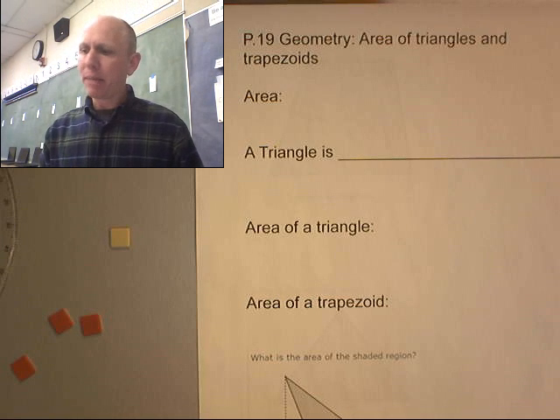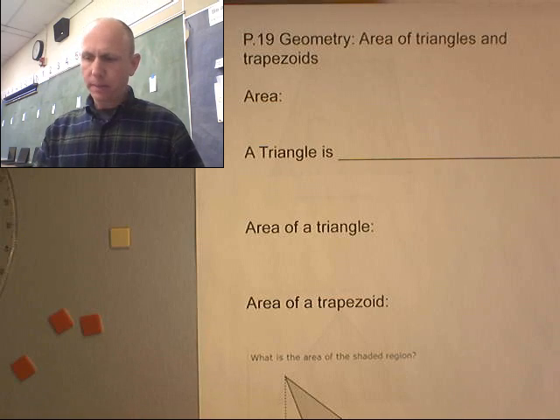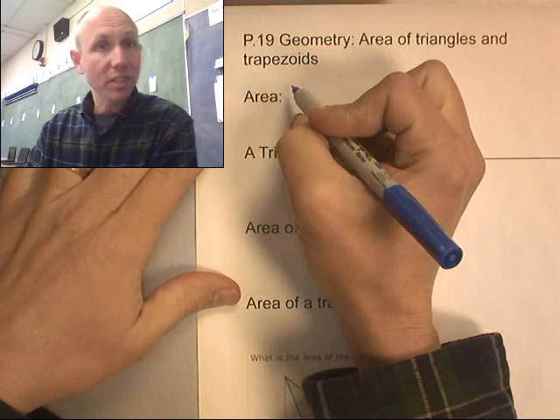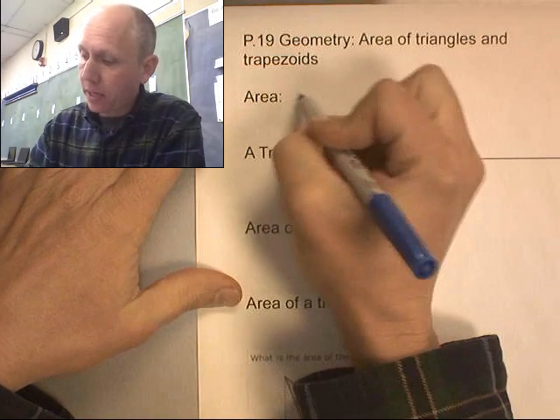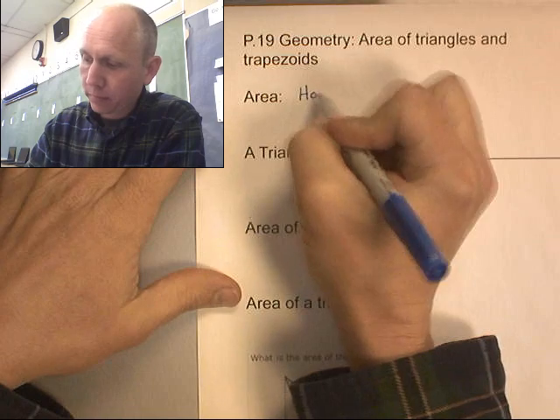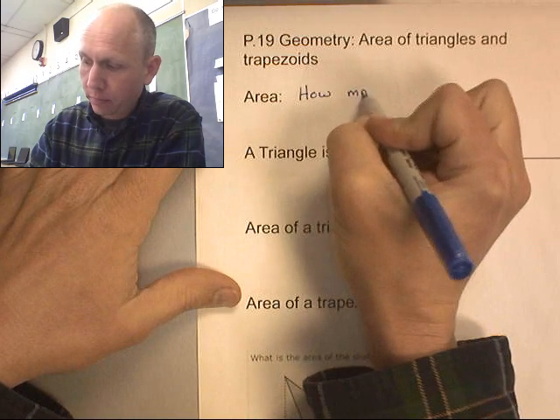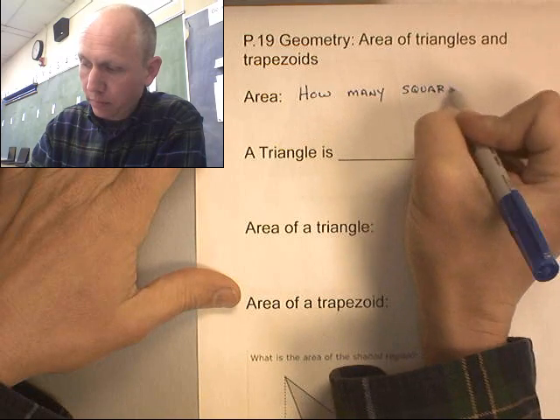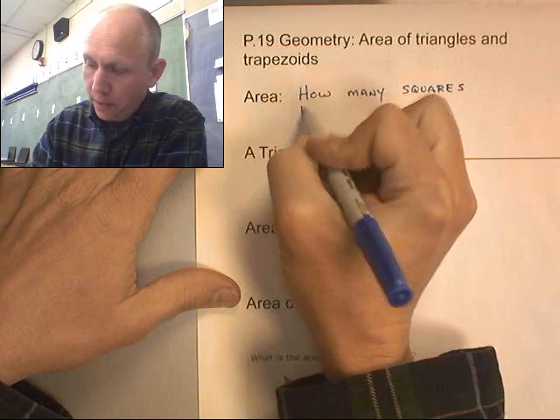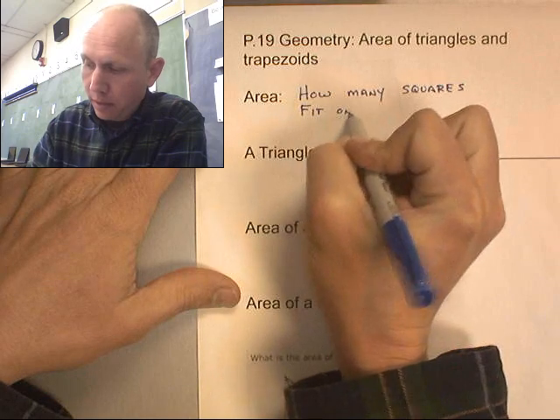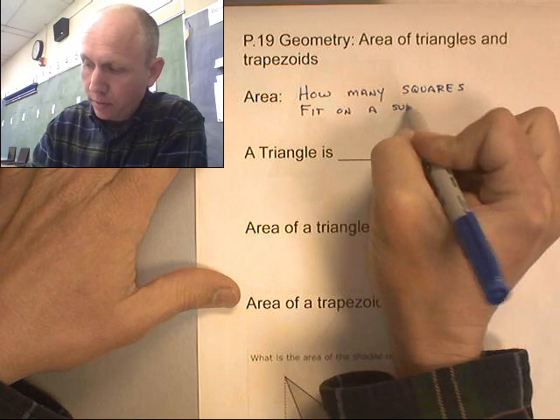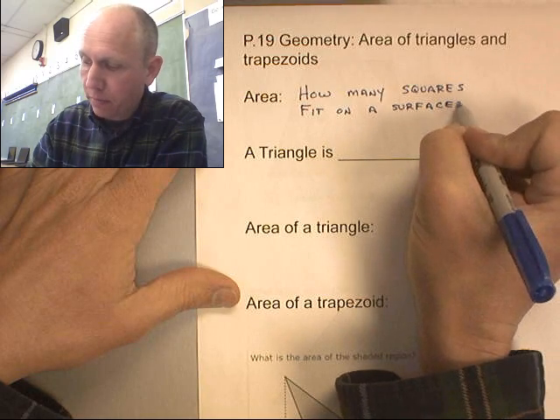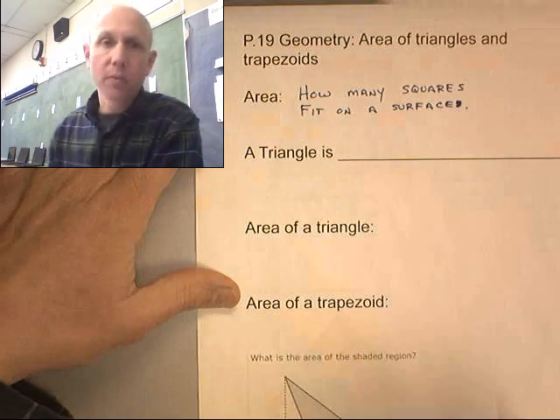Okay, still talking about area. So a little review here. Area is how many squares can fit on a surface. It's probably not the best mathematical definition, but that's what I got for you.